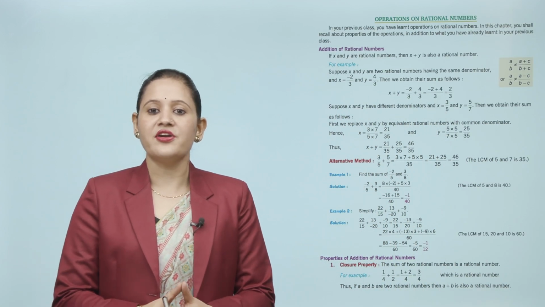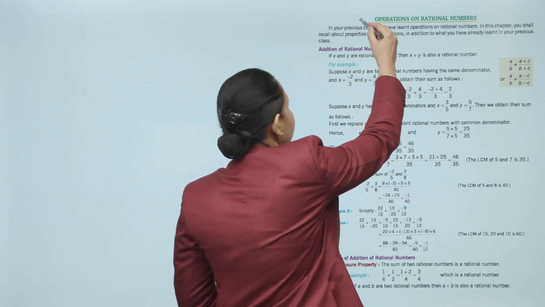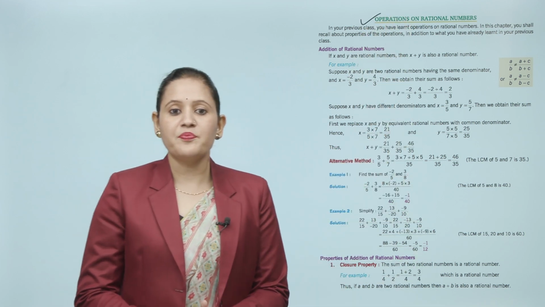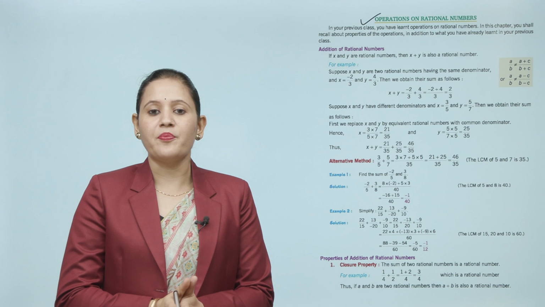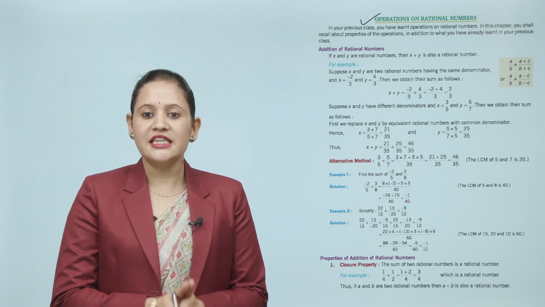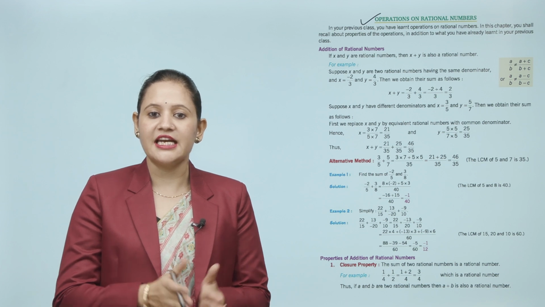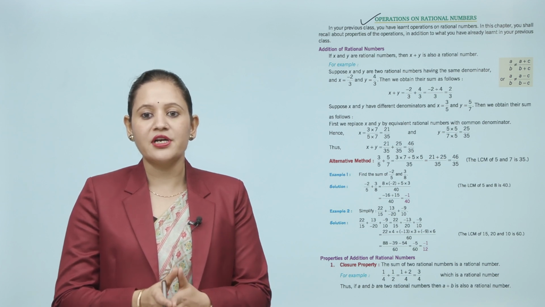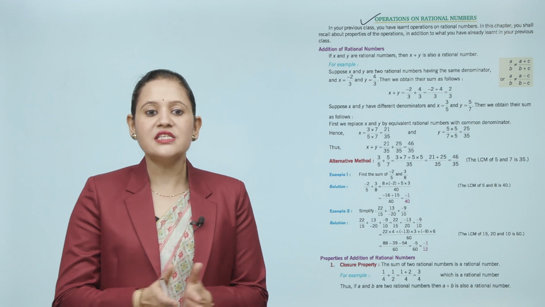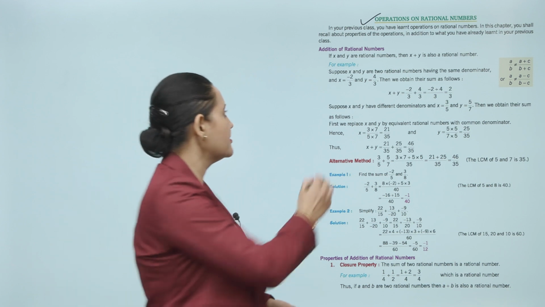Next is operation on rational numbers. In your previous class, you have learned operations on rational numbers. In this chapter, we shall recall the properties of operations in addition to what you have already learned in the previous class. First, addition of rational numbers.